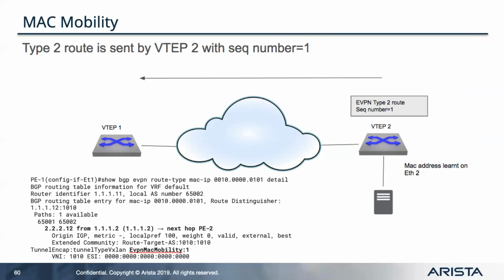Vishal, so here, suppose we don't have a sequence number, right? Even in that case, we'll move the MAC based on the EVPN route that we are receiving, right?